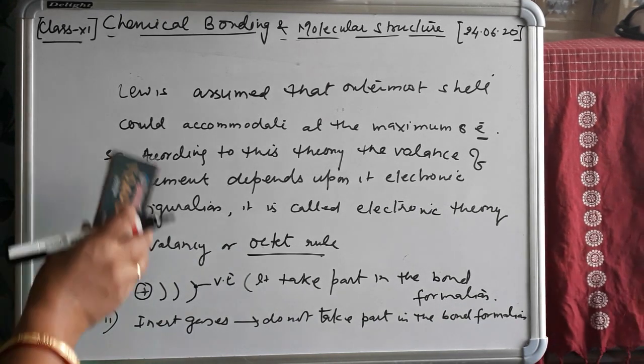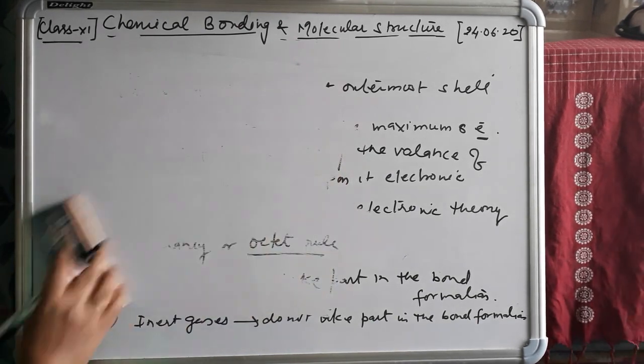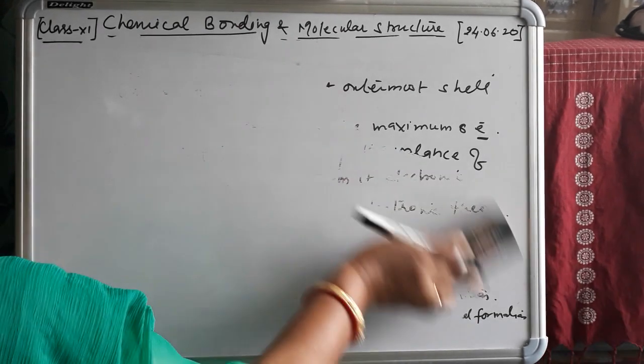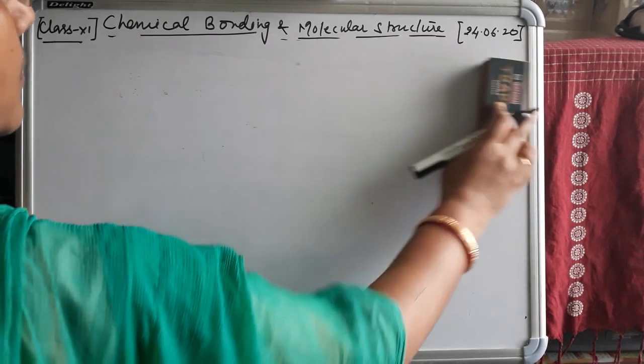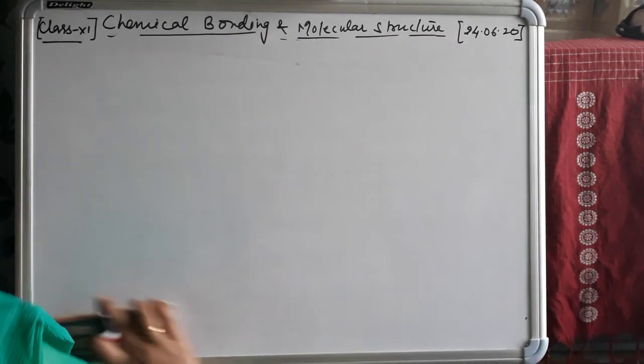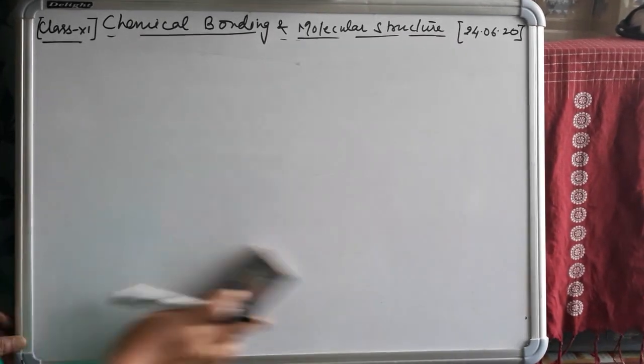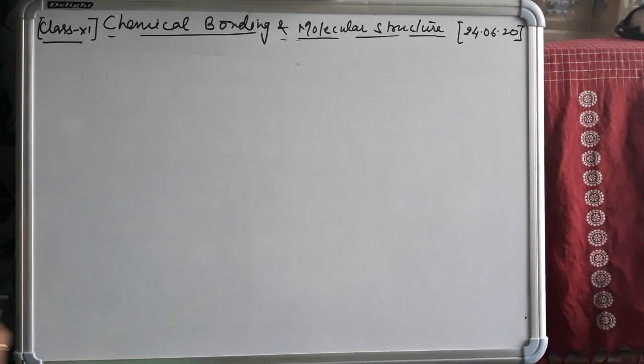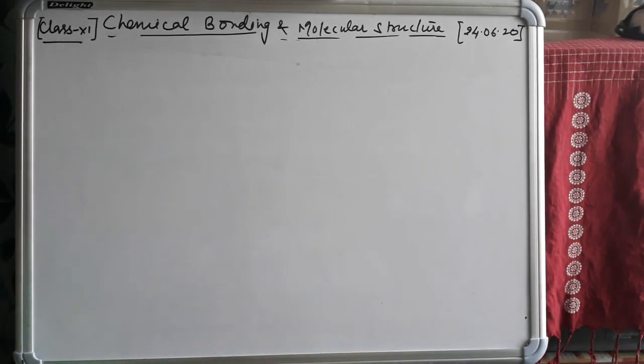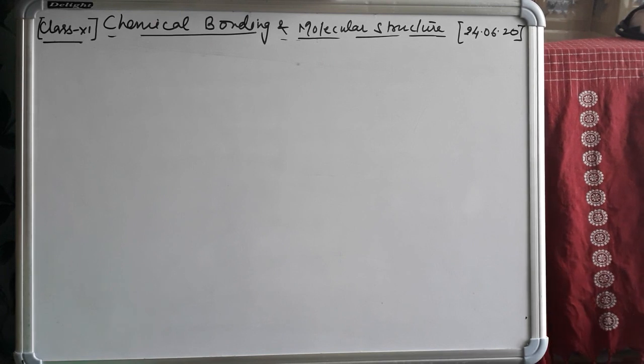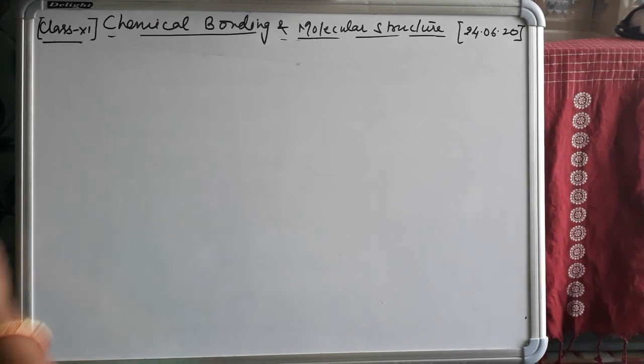So this is the octet rule. The octet rule shows that an element or species which has 8 electrons in its outermost shell does not take part in chemical bonding, meaning it has a stable configuration.